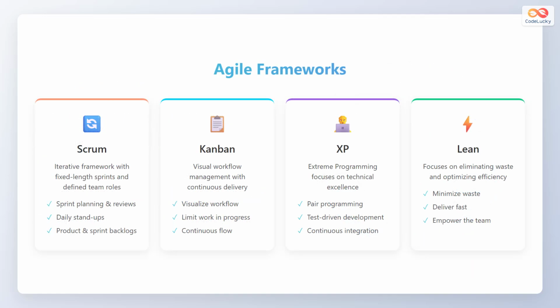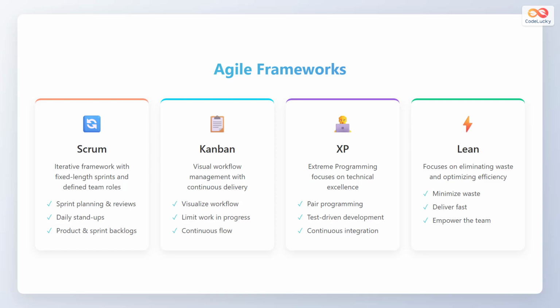There are several frameworks for Agile, each with its own focus. First is the Scrum framework, an iterative approach with fixed-length sprints and defined team roles. The framework uses sprint planning and reviews, daily stand-ups, and product and sprint backlogs.